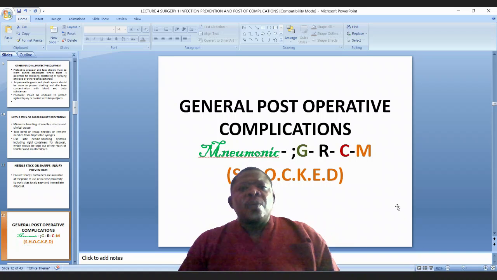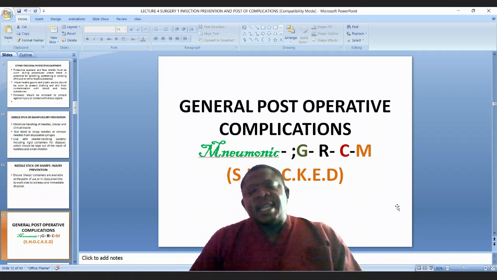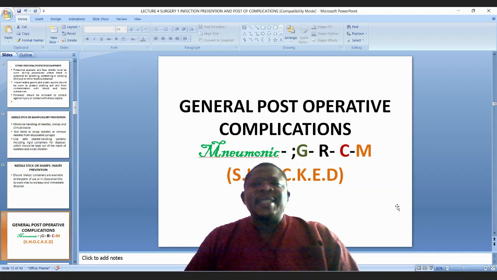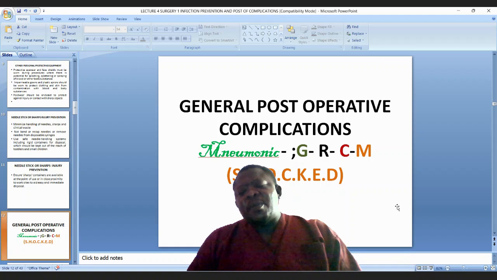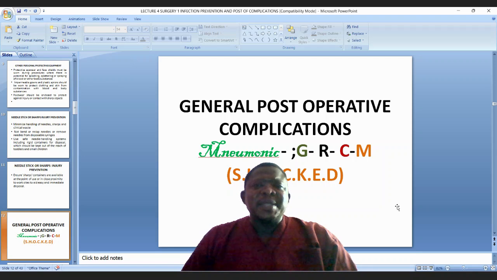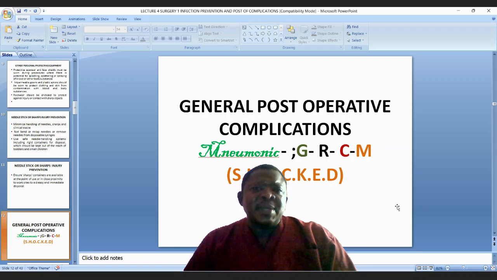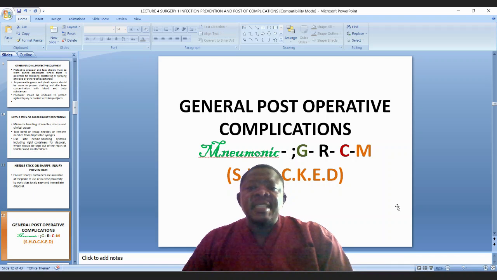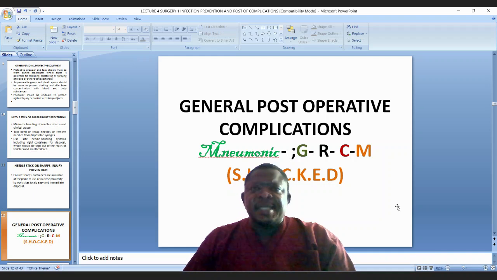With that part of infection prevention discussed, we are now going to look at general post-operative complications. It is important for us to talk about infection prevention as it relates to surgery because infection can also be a source of post-operative complications. So, we have this mnemonic GRCM, which talks about the systems through which complications may arise.